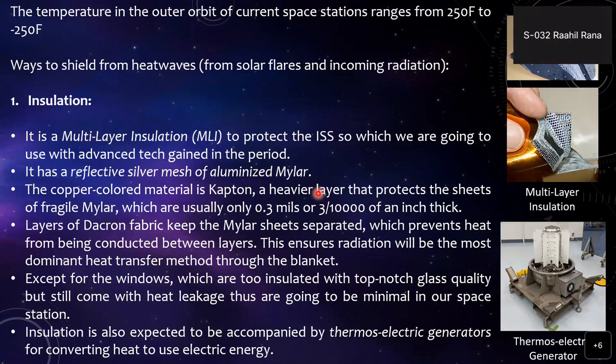Okay, so I'm continuing. The next part is about the insulation of the space station, which includes the MLI, the multi-layer insulation, which is used to protect the ISS. Here is the reflective mesh of aluminum.